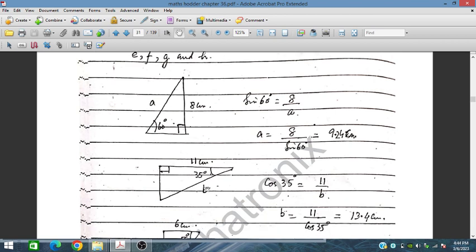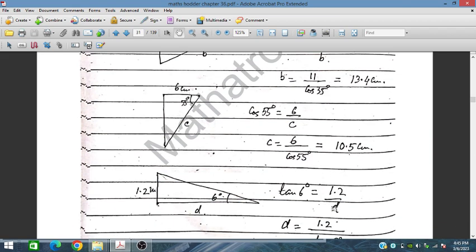Similarly for this, this is the hypotenuse and this is adjacent because of the angle here. So this side is adjacent. So cos 35 degrees is equal to 11 upon B. So B is equal to 11 upon cos 35, that is 13.4.